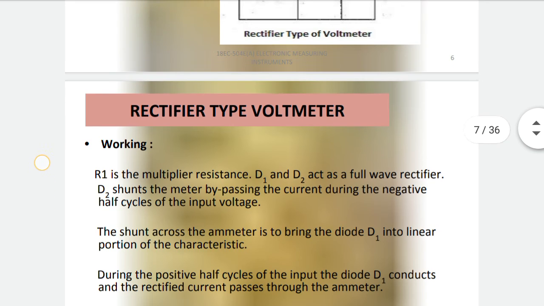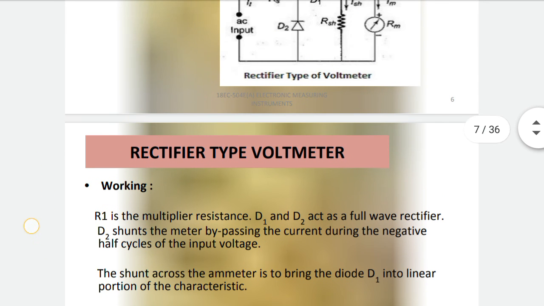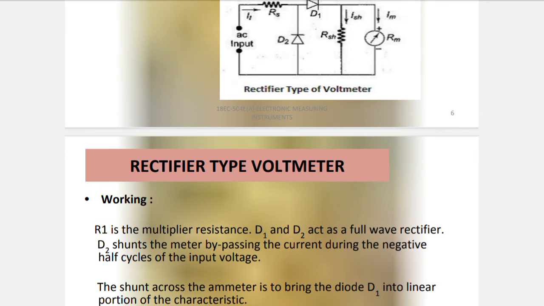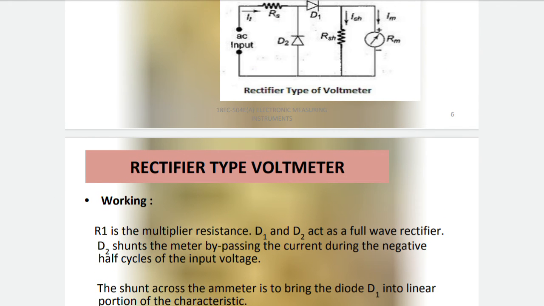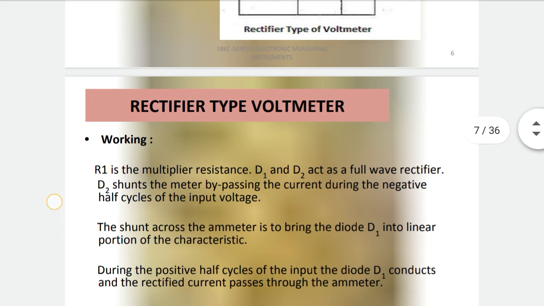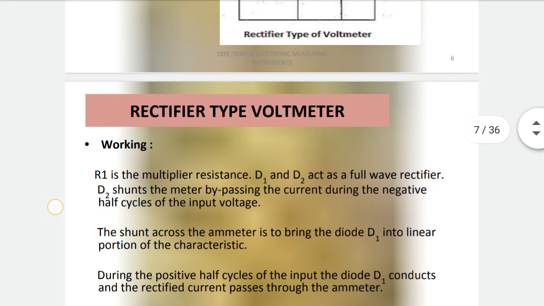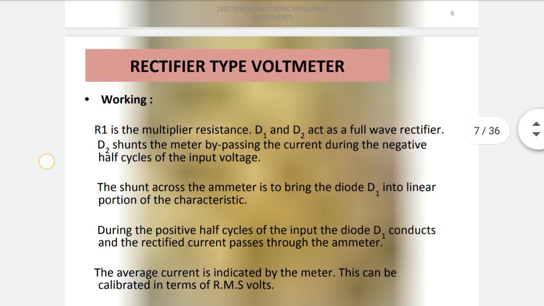D1 and D2 act as a full wave rectifier, and D2 shunts the meter. Here D2 is connected in parallel. Its purpose is bypassing the current during the negative half cycles of the input voltage. The shunt across the meter, you can see, is RSH. The shunt across the ammeter is to bring the diode D1 into the linear portion of the characteristic.